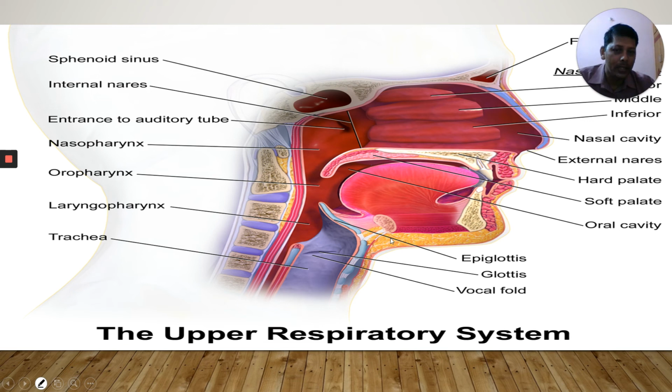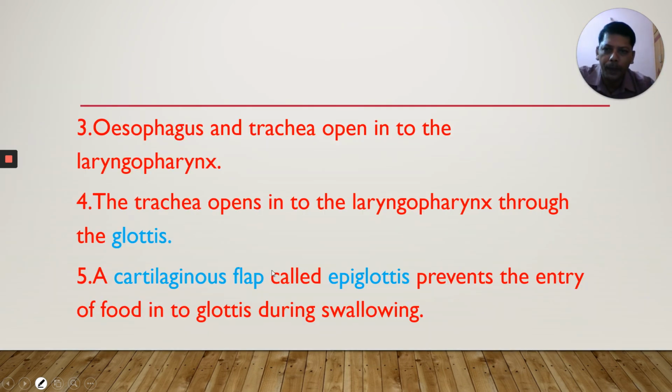Sometimes the glottis may not work properly. The food may enter into the trachea instead of the food pipe. Then you start coughing. You get a cough reflex. Therefore, the food again comes back into the laryngopharynx. Then it goes into the food pipe.